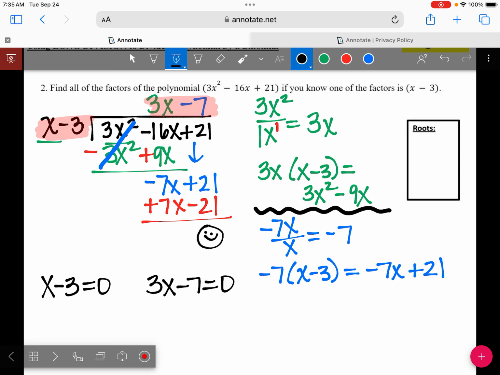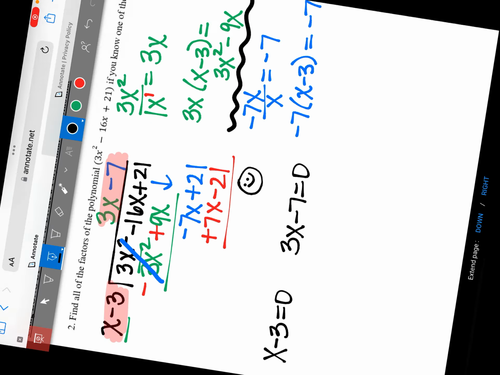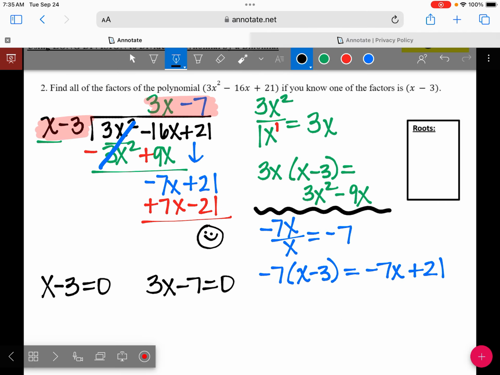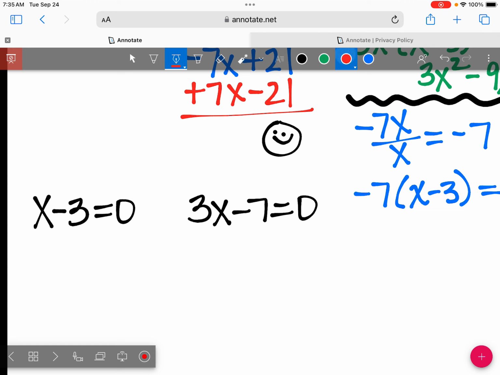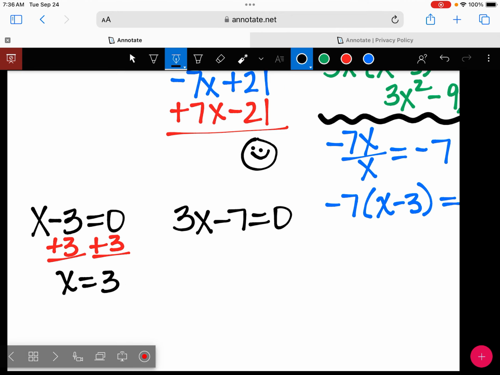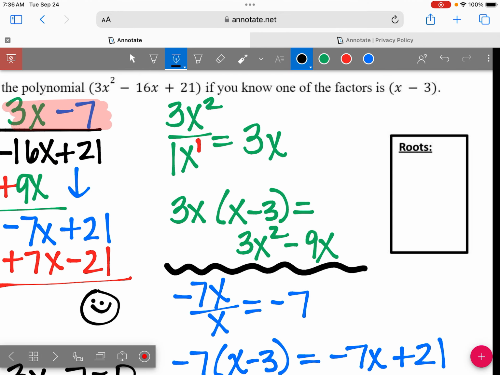So for your first one, we're going to add 3. So we get x equals 3. So I'm going to write that over here in this box. X equals 3.